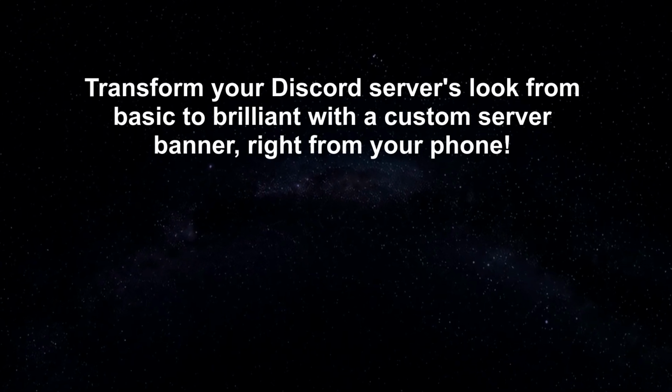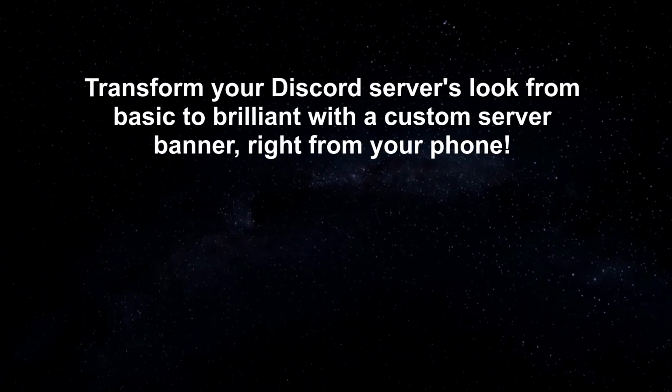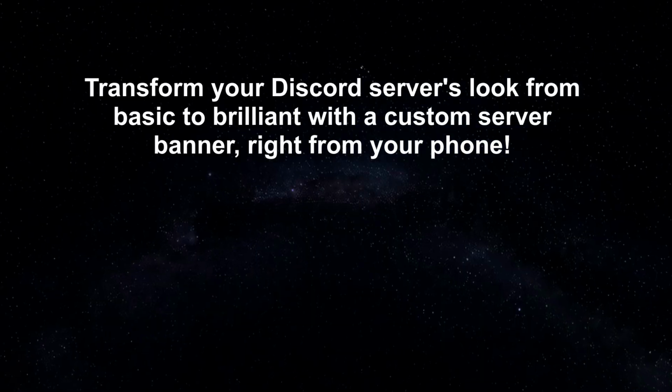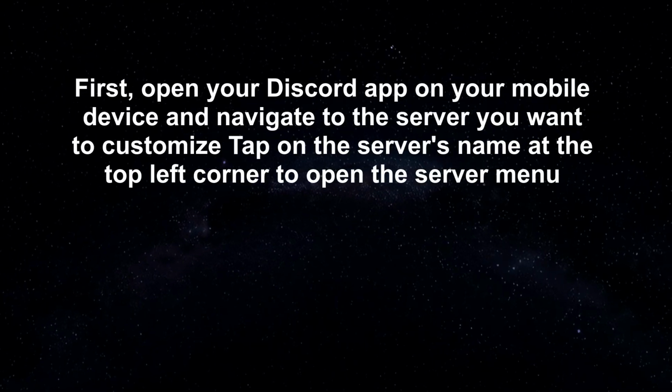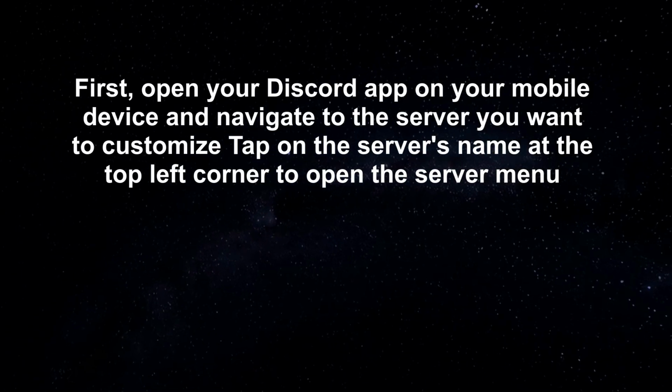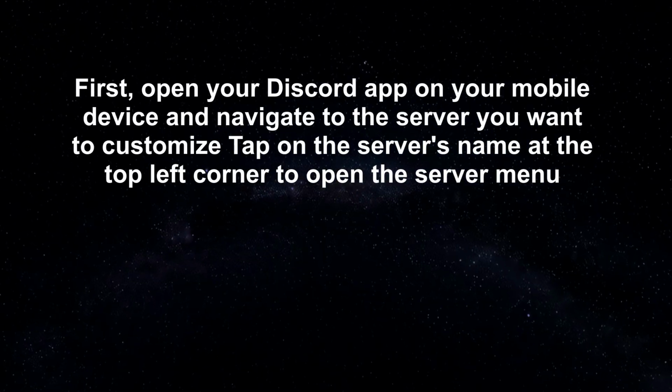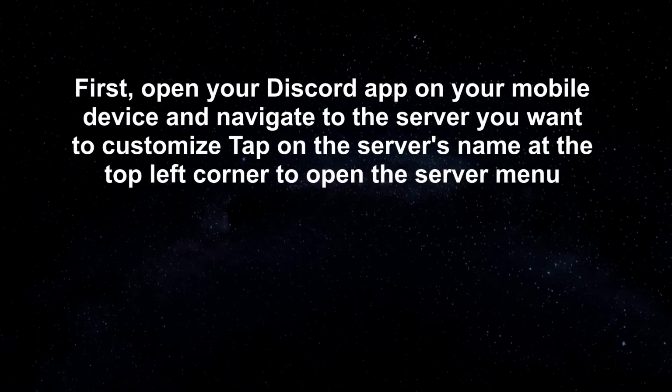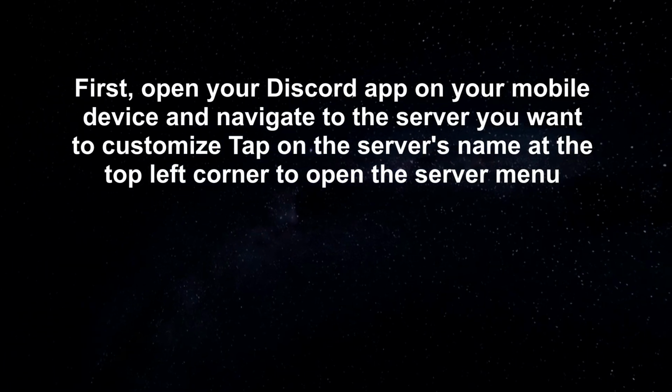Transform your Discord server's look from basic to brilliant with a custom server banner, right from your phone. First, open your Discord app on your mobile device and navigate to the server you want to customize. Tap on the server's name at the top left corner to open the server menu.